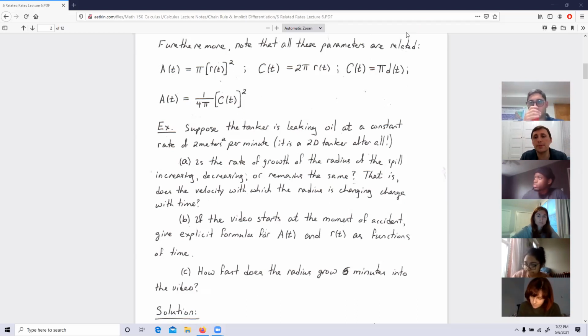Now, could you tell me explicitly what is the formula for the radius in terms of time? So area of t is equal to 2t. Please tell me what's the radius as a function of time. Very good.